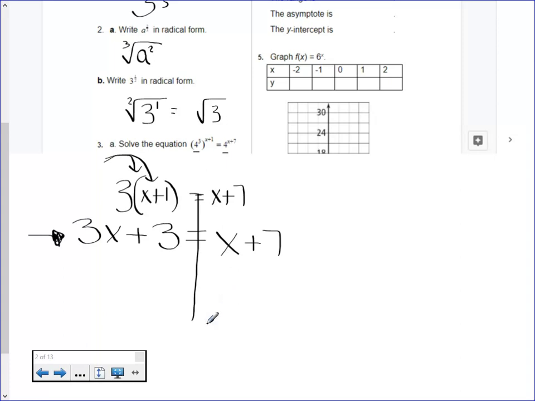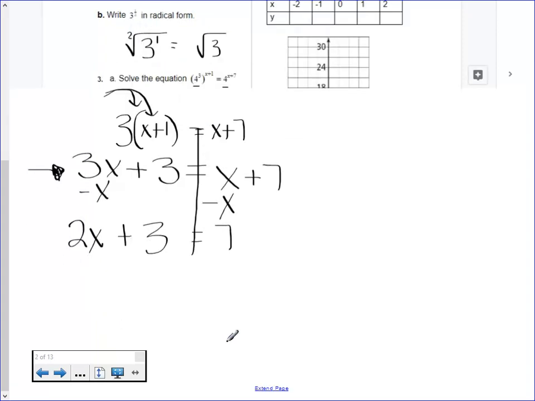I always figure out the smaller value with x. There's one that has a 3, and then there's one that has an invisible 1. I'm going to move this one. The only reason I do that is because I don't want to work with negatives all the time if I don't have to. If you like negatives, you could have moved the other one and you'd get the exact same answer. The opposite of positive 3 is negative 3. So it's 2x equals 4. So what does x equal? 2. X equals 2.